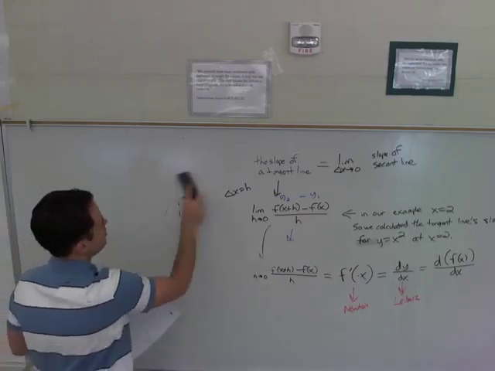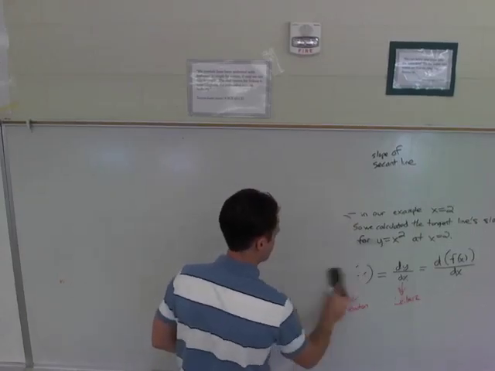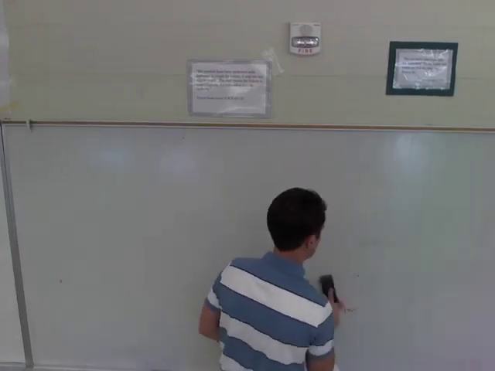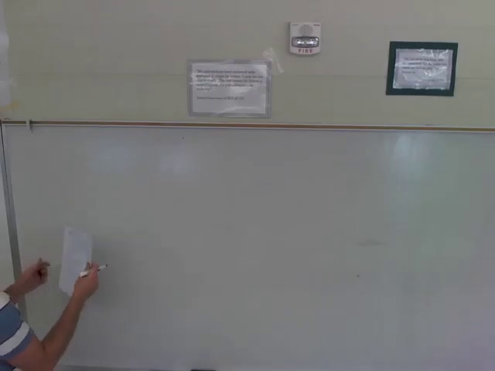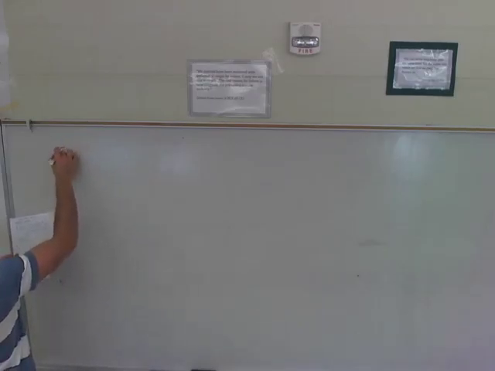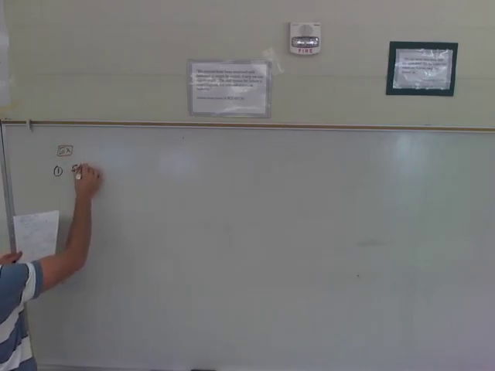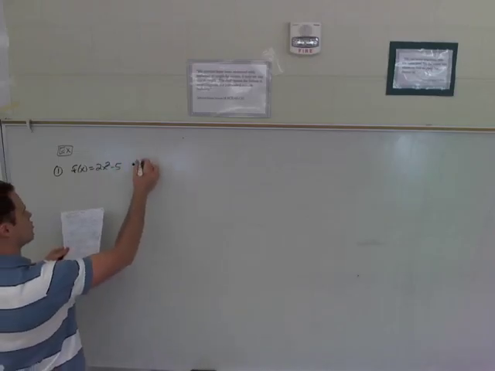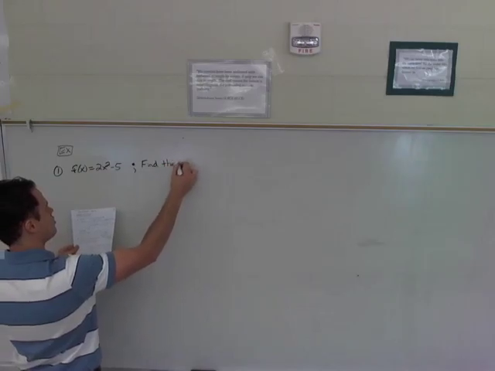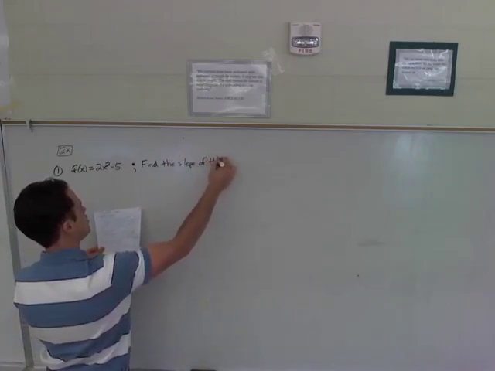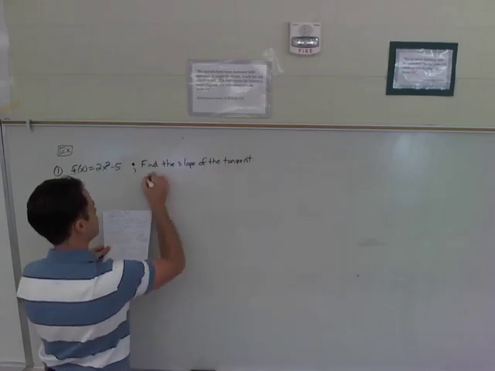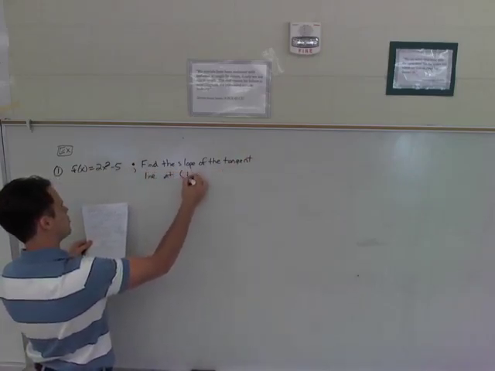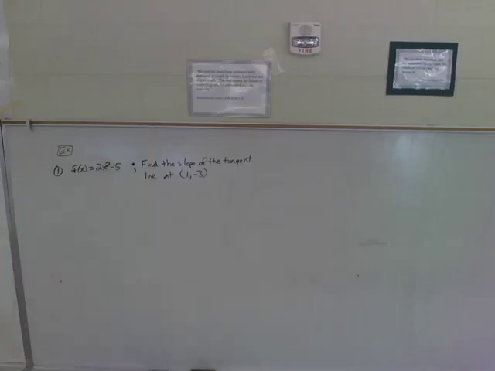So notice, that is the derivative at a specific point x. There is also a derivative function. We're going to talk about that too. Let's just calculate a few derivatives. I'm going to do two today and two tomorrow. So here are some examples. Let's say they give us that function and they want us to find the slope of the tangent line at 1, -3.